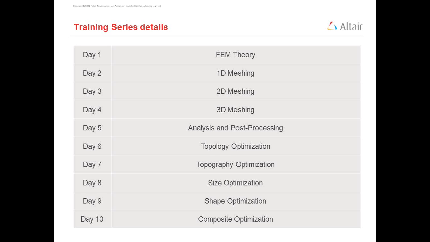On day 6, we are going to discuss topology optimization. Day 7, I am going to show you topography optimization. On day 8, size optimization. On day 9, shape optimization, and on day 10, composite optimization. So this training series covers HyperMesh, complete pre-processing, Radioss and OptiStruct solvers for linear, non-linear, thermal and optimization analysis, and post-processing, which includes HyperView.